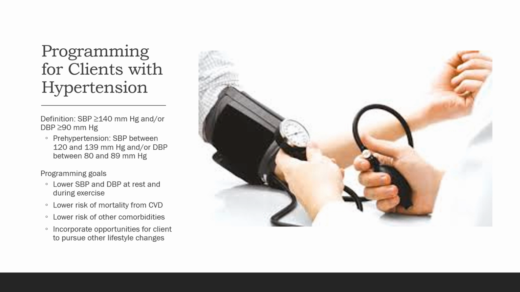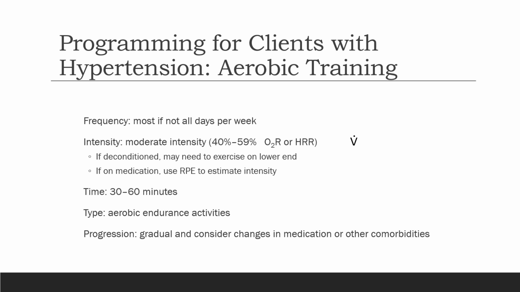prevent hypertension. So some general programming goals in the management of hypertension are to, number one, lower systolic and diastolic blood pressures at rest and during exercise. Number two, lower the risk of mortality from CVD, such as myocardial infarction, stroke, and heart failure. Number three, lower the risk of other comorbidities of kidney disease, eye problems, and diabetes. Number four, incorporate opportunities for clients to pursue other lifestyle changes such as stress management, diet, smoking cessation, and weight management. Aerobic exercise is the cornerstone activity in the total program for clients with hypertension.